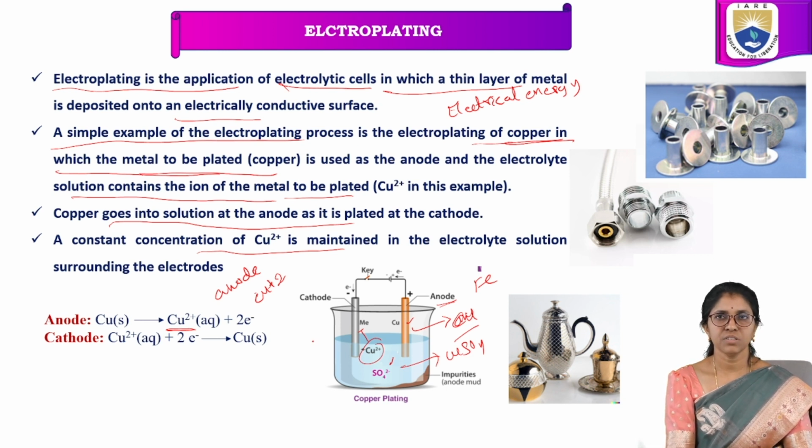Here we are using electrical energy to plate copper onto other metals. This process is called electroplating. At the anode, oxidation of copper is taking place, forming Cu2+ ions. These Cu2+ ions undergo reduction at the cathode and are plated on the cathode. This is about electroplating.